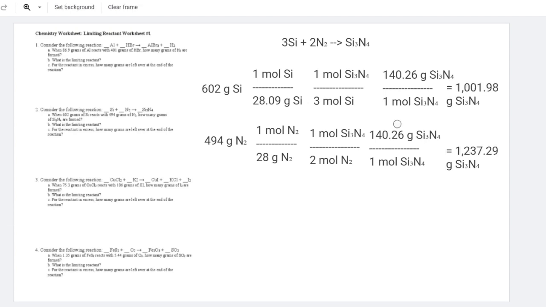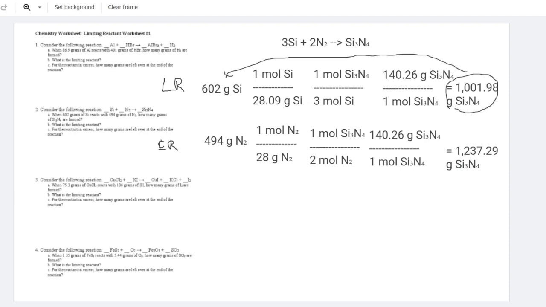As we can see, the 602 grams of silicon produced less silicon nitride than the 494 grams of nitrogen gas. Therefore, silicon is our limiting reactant. Since nitrogen gas is our excess reactant, let's try and figure out how many grams are left over.